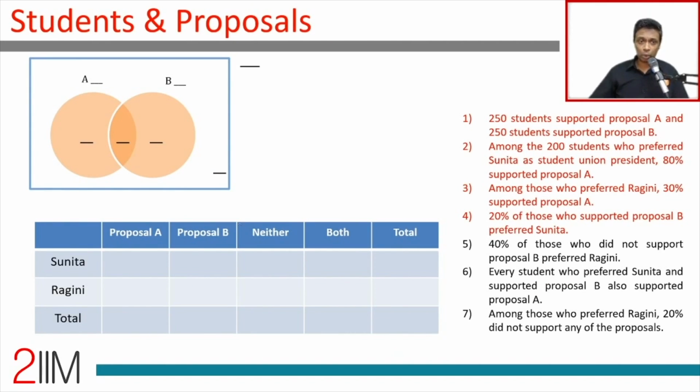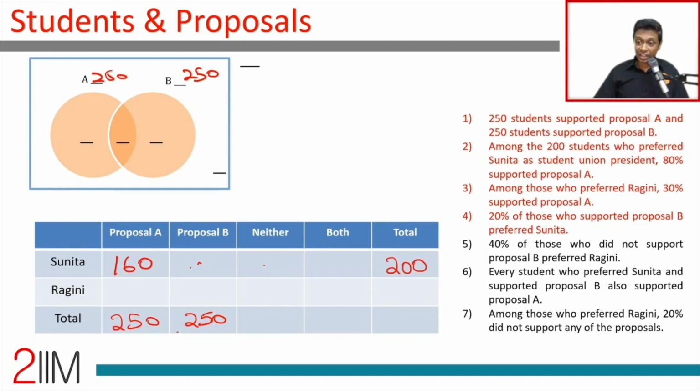250 students supported proposal A, 250 support proposal B. Wonderful. Among the 200 students who preferred Sunita for union president, so 200 who preferred Sunita totally, 80% supported proposal A, 160. Immediately don't say 40 supported proposal B, not required. It could be 90, it could be 100, there could be an overlap here. Or it could be only 20, neither could be there. So that extrapolation we should not make. Keep that in mind. Right? But the total for proposal A is 250, total for proposal B is 250. So far so good.